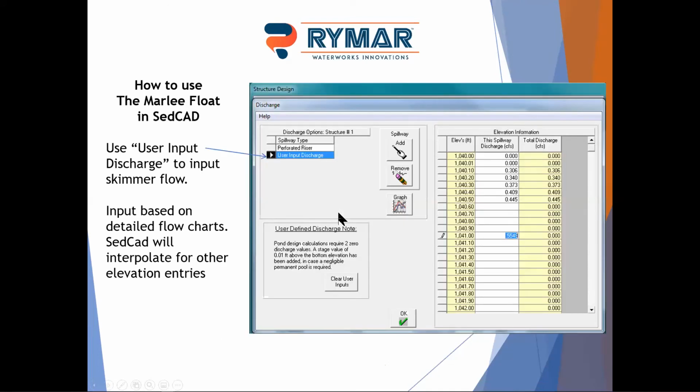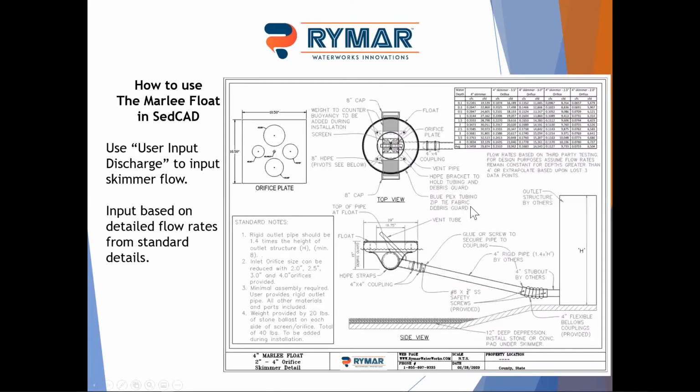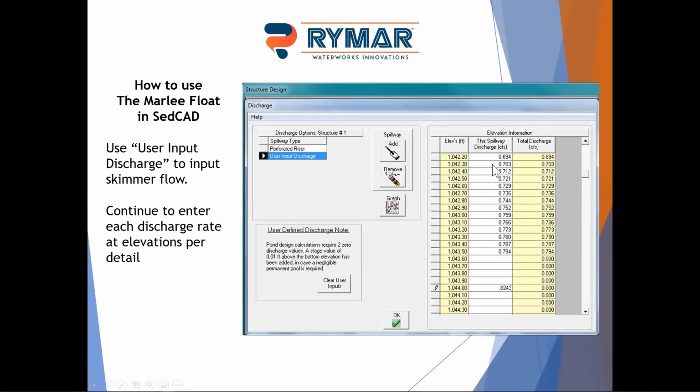So you put in the discharge rates based off of your manufacturer's information for the skimmer. For our skimmers, we list the discharge rate from 0.1 feet to 4 feet, which is the depth of the test tank that we did our testing. And we listed in cubic feet per second, cubic feet per day for the skimmer with no orifice and with each orifice configuration provided. So all that's right on the detail. So basically take that off the detail, plug it in. SEDCAD will calculate between, so you don't have to calculate each tenth.